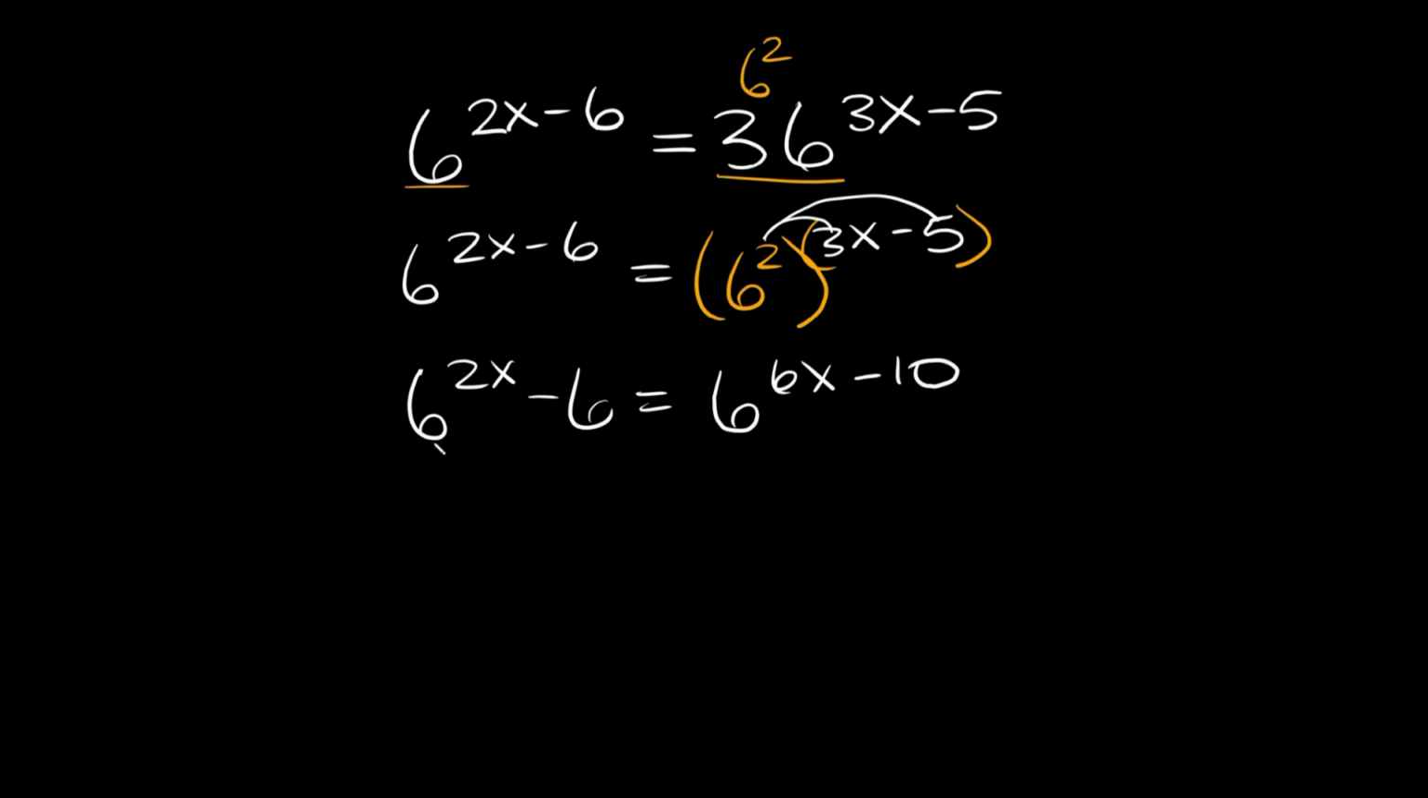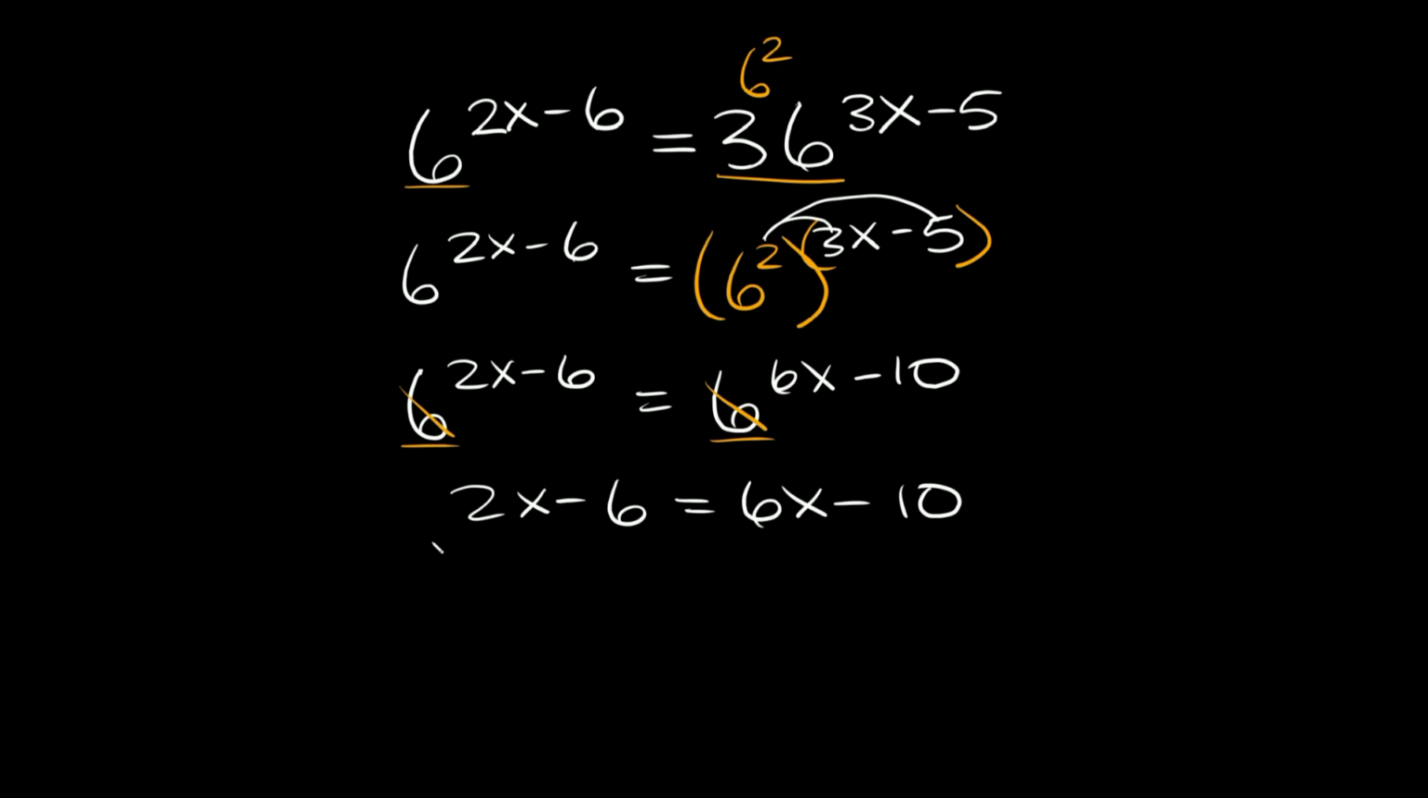Okay, so now you can see we have the exact same bases, right? 6 and 6, so we can drop those and then just set the exponents equal to each other. And sorry, I made a little mistake right here. It's not minus 6 like that. The whole exponent is 2x minus 6, okay? So again, we can set the exponents equal to each other. So 2x minus 6 is equal to 6x minus 10.